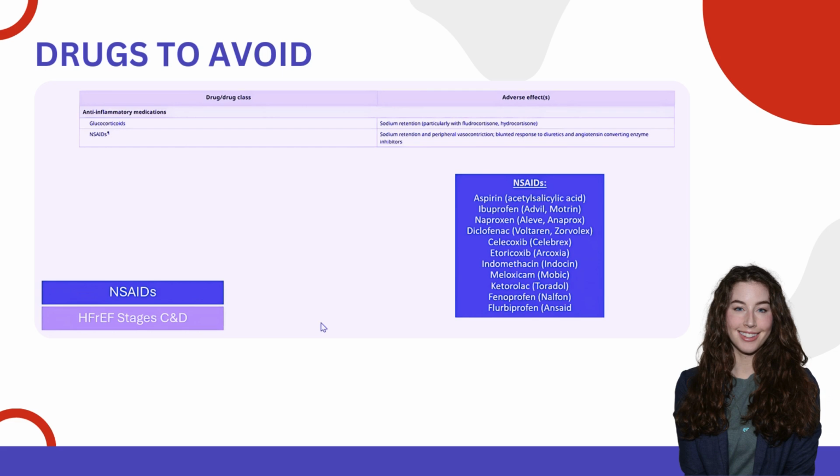Starting with NSAIDs, they can cause sodium retention and peripheral vasoconstriction. They also blunt the response to diuretics and ACE inhibitors. So aspirin, naproxen, ibuprofen, things like that. Just monitor medication lists when patients come in, and you can even ask about some of these.